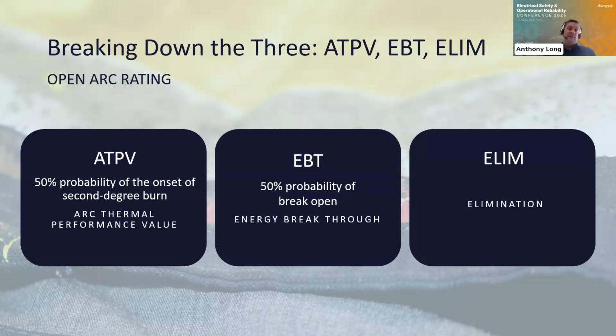And ELIM is basically designed to eliminate ArtFlash burn. Rather than being the 50% probability of the onset of second-degree burns or the 50% probability of a break open, it's asking what we can achieve: 0 break open, 0 burns. Those are the 3 which have a cal rating attached.